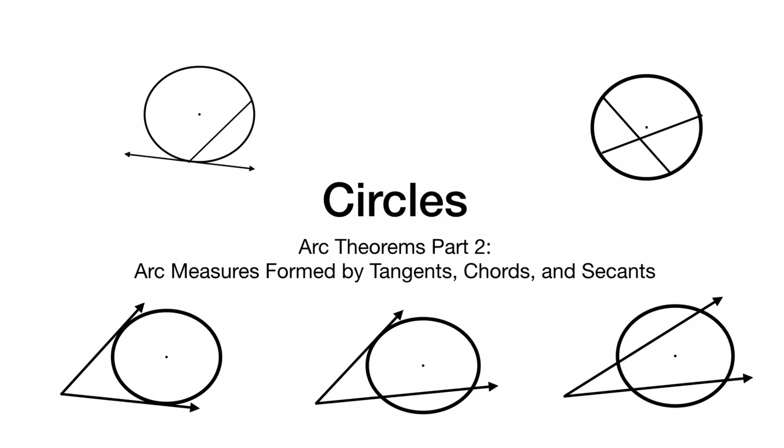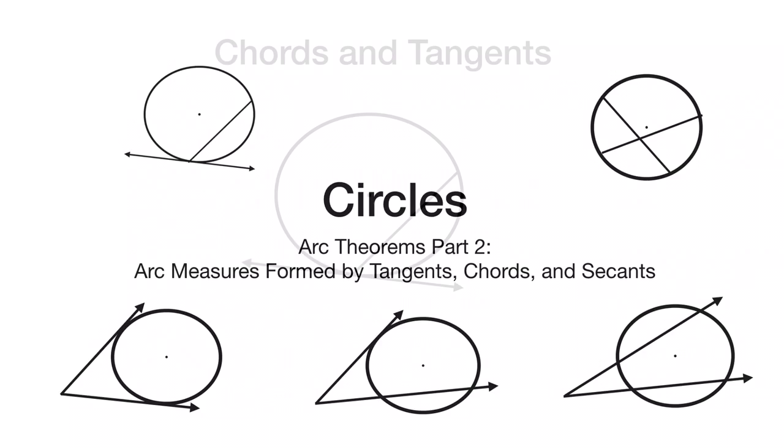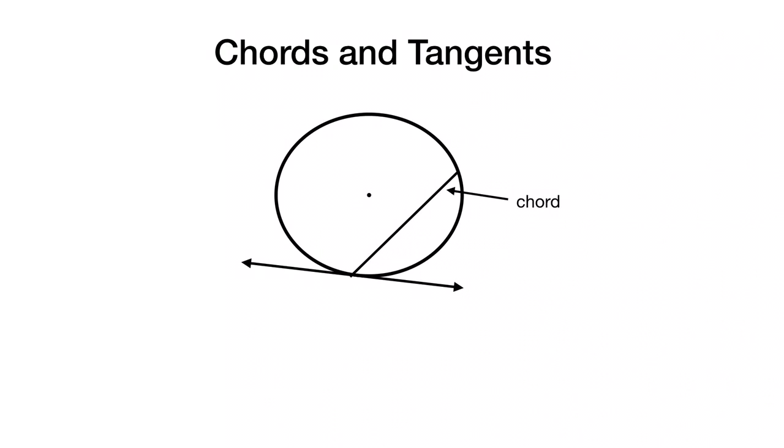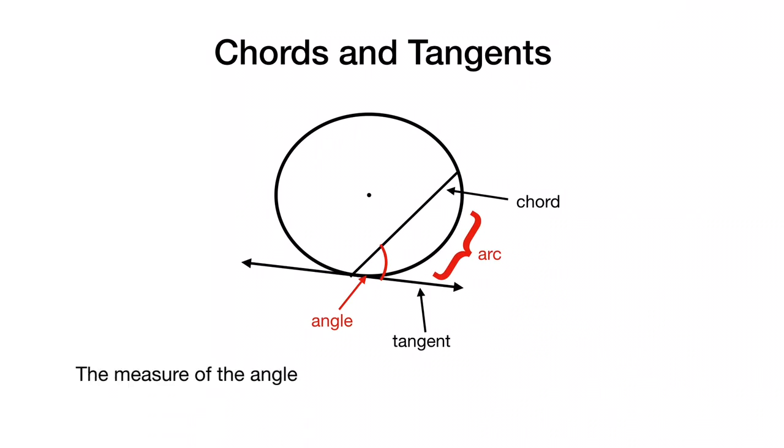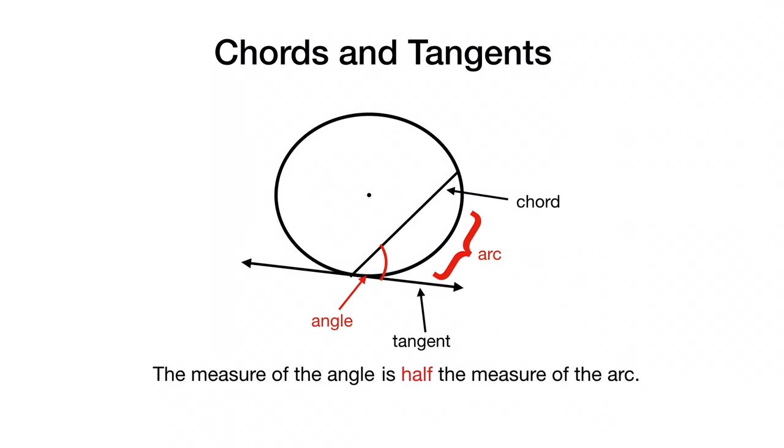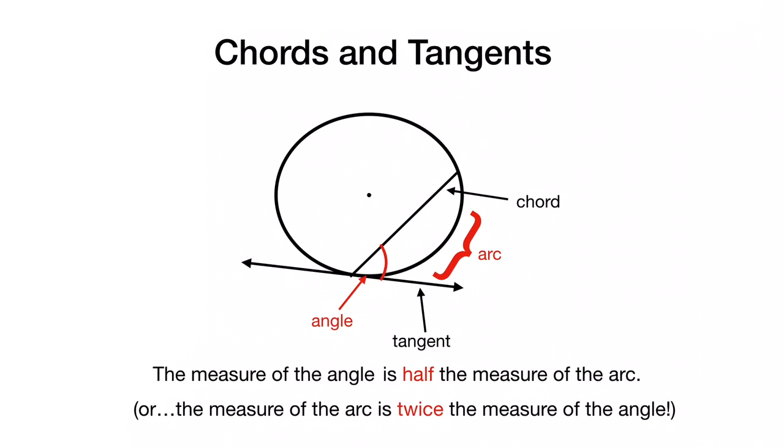More arc theorems in circles. We have a chord and a tangent and an angle that's formed by that chord and tangent. An arc is formed and the measure of the angle is half the measure of the arc. Or you can think of the arc as being twice the measure of the angle. So if our angle is n degrees, the arc is 2n.